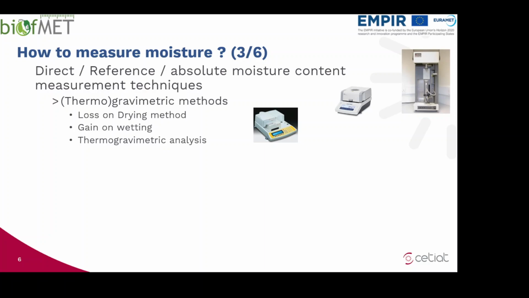Another popular approach is the loss on drying method, which determines the moisture content of a sample by heating it in an oven and measuring the weight loss. Gain on weighing, on the other hand, involves measuring the weight gain of a sample after it absorbs moisture from the atmosphere. Thermogravimetric analysis is a sophisticated technique that measures the weight change of a sample under controlled temperature and atmosphere conditions.